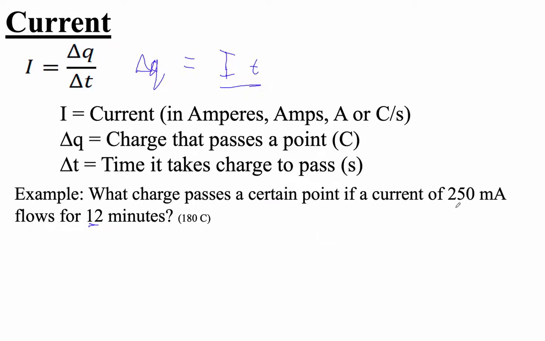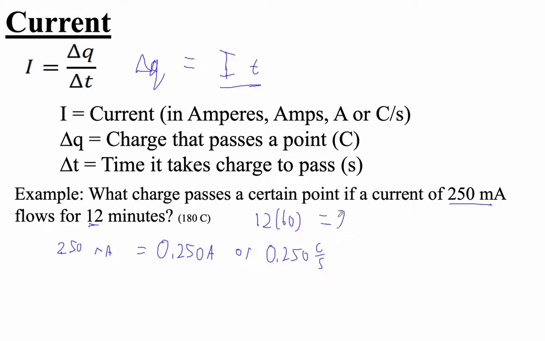The current, milliamps, is a fairly common unit of current. A milliamp is 10 to the minus 3rd amps. So 250 milliamps is 0.250 amps, or 0.250 coulombs per second. 12 minutes is a lot of seconds. Let's figure that out. That's 12 times 60, I want to say 720, and yes, it is 720 seconds. Now we're good to go.